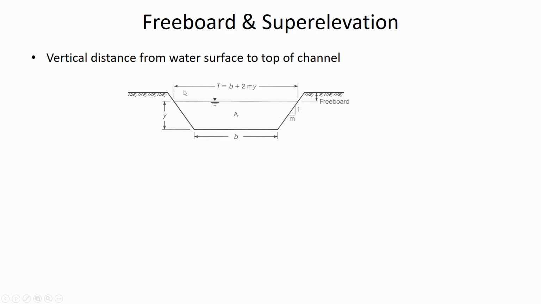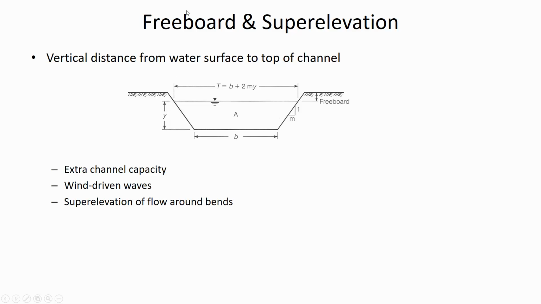Freeboard that we've talked about, that excess capacity at the top of the channel, also is useful when a channel has to go around a bend. Just like when you go around a bend in your car and everyone sort of goes to the outside edge, the opposite direction of the acceleration, you remember in fluid mechanics we talked about when a tank of water is accelerated to the right, then the water will increase on the left. So if you have water going around a curve, the water levels can increase in one direction and decrease in the other. So freeboard is also useful because superelevation occurs.